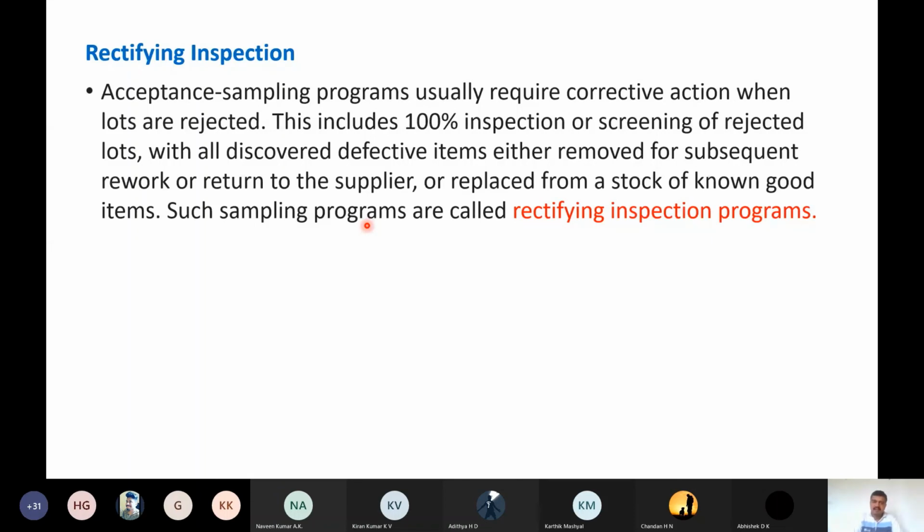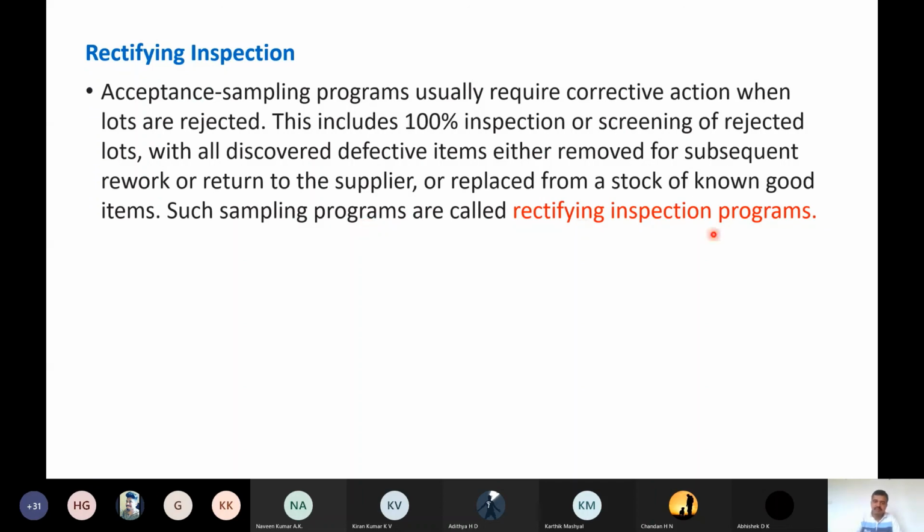Now when the consumer evaluates quality, because there are no defectives in the lot, they will be accepted because you did 100% inspection. You have eliminated all defectives. You might have replaced them with good ones, or you may do rework for these defectives. You can rework and make them good quality components because you are performing a few more operations in order to enhance the quality of those parts. Then you are resupplying. So this is called a rectifying inspection program. This is related to rejected lots.